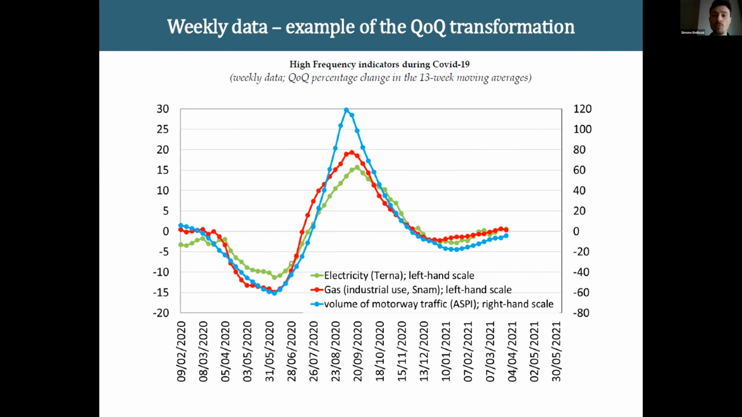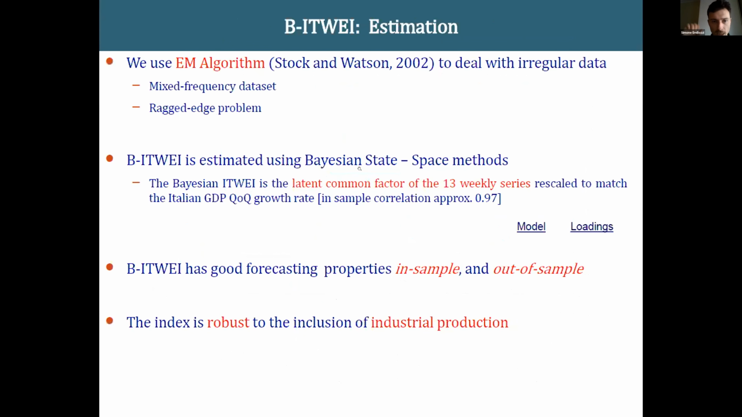So as you can see, first there is strong commonality, and this is why we want to use a Bayesian version of principal components. Strong commonality, and then you can also see how it tracks well the huge fall during the pandemic and the huge rebound that followed in 2020 Q3.